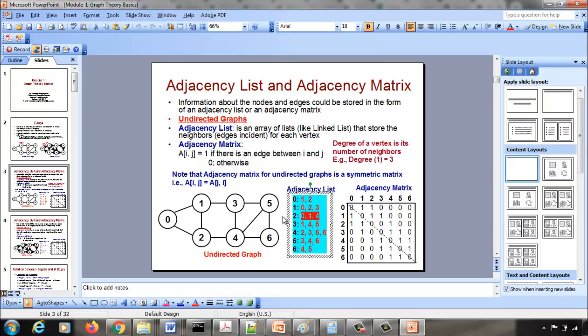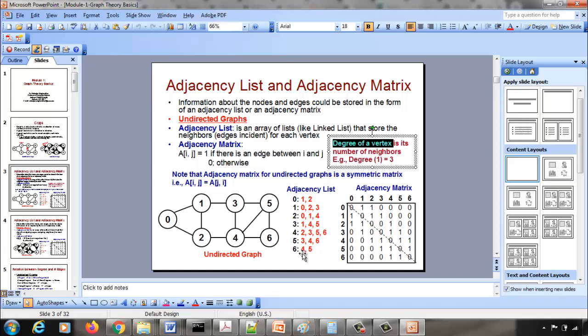Now, the number of neighbors for a node is also called the degree of that node, or the degree of a vertex. So, degree of a vertex is nothing but the number of neighbors. Node 1 has 3 neighbors, so its degree is 3. Node 0 has 2 neighbors, so its degree is 2. Node 4 has 4 neighbors, its degree is 4. Node 5 has 3 neighbors, its degree is 3, and so on. So that's what we mean by degree of a vertex or a degree of a node. We will use this terminology in several places in this course.